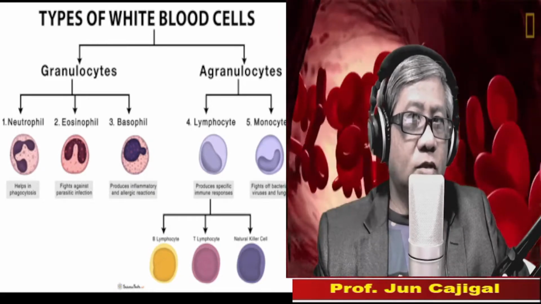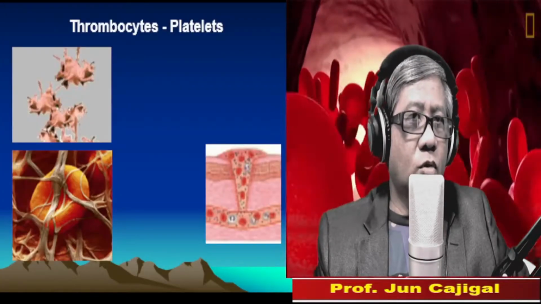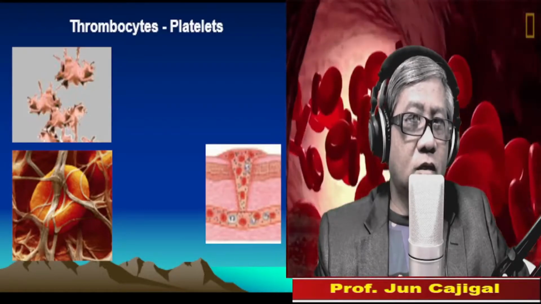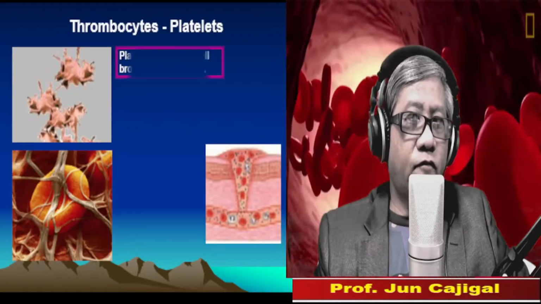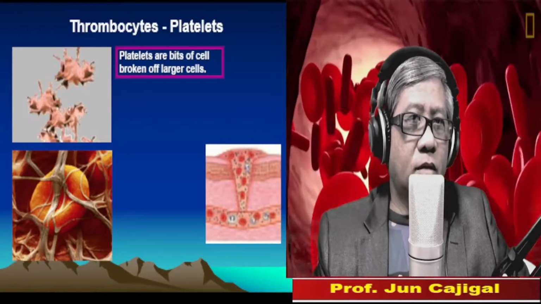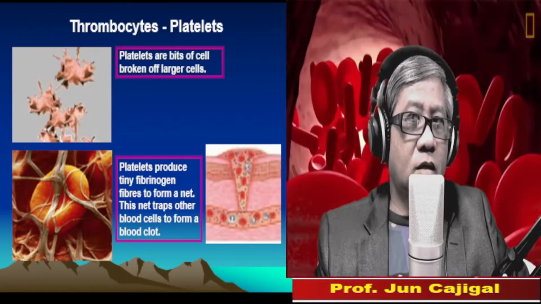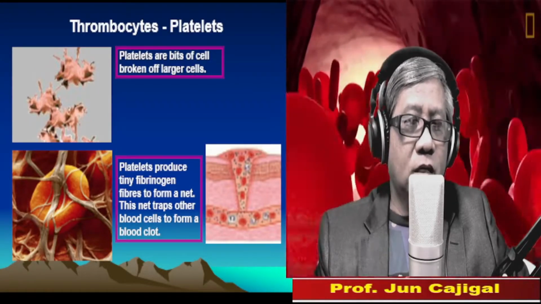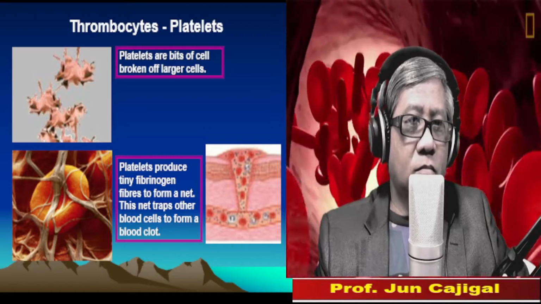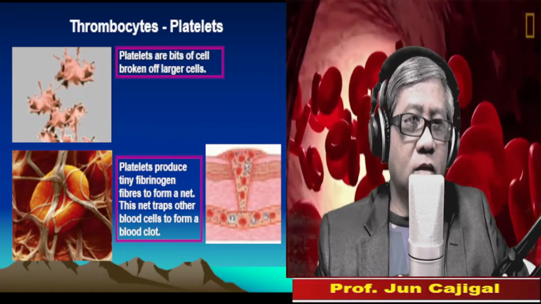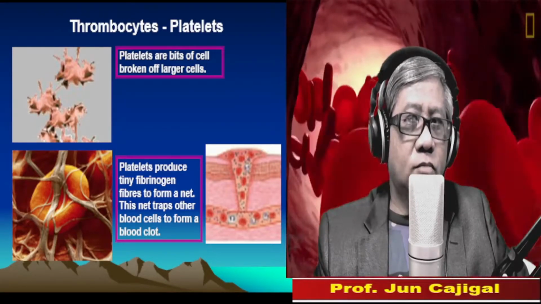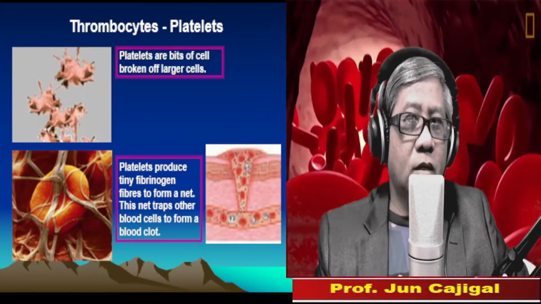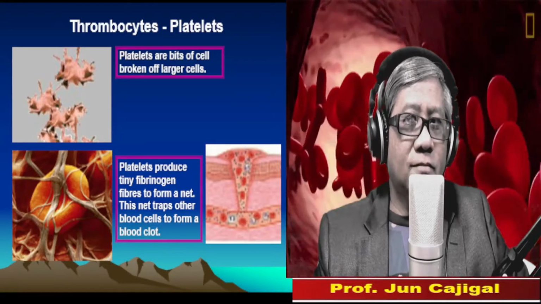And lastly, we have the so-called platelets or thrombocytes. Now, actually, platelets are not cells in the true sense, but cell fragments. And platelets produce tiny fibrinogen fibers that form a net. This net helps trap other blood cells to form a blood clot. So these thrombocytes or platelets play an important role in blood clotting.